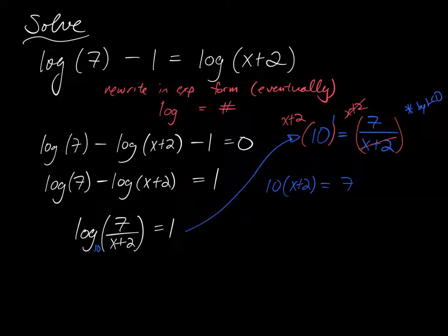How is this going to work? Let's see what's going on. We need to distribute the 10 here and here. That's 10x plus 20 equals 7. Then we need to solve for x, which involves subtracting 20 from both sides, and then dividing both sides by 10.